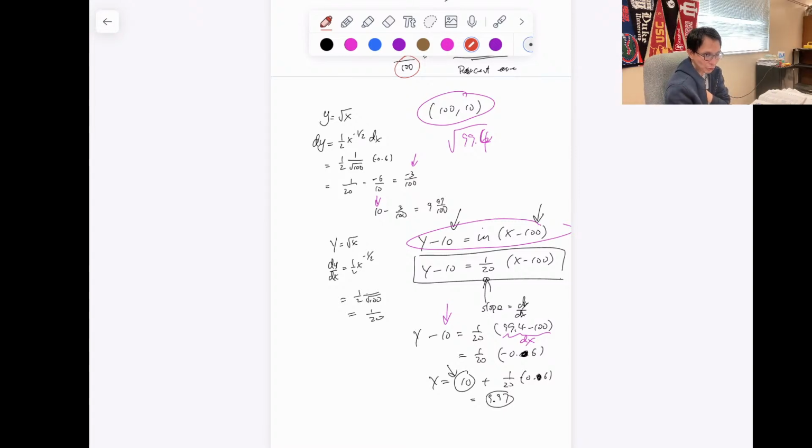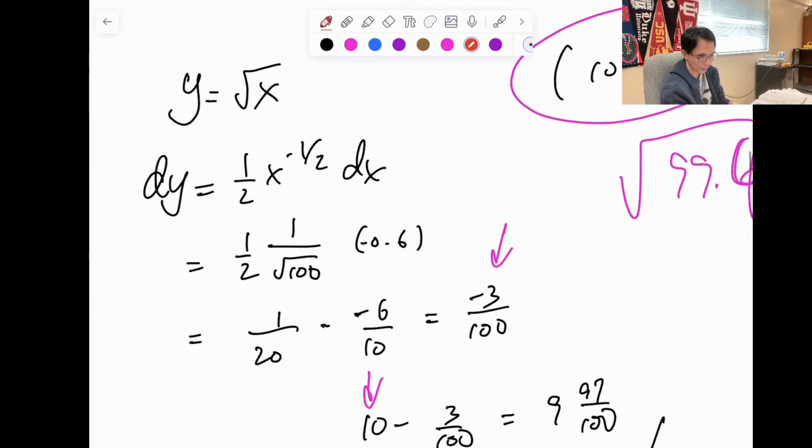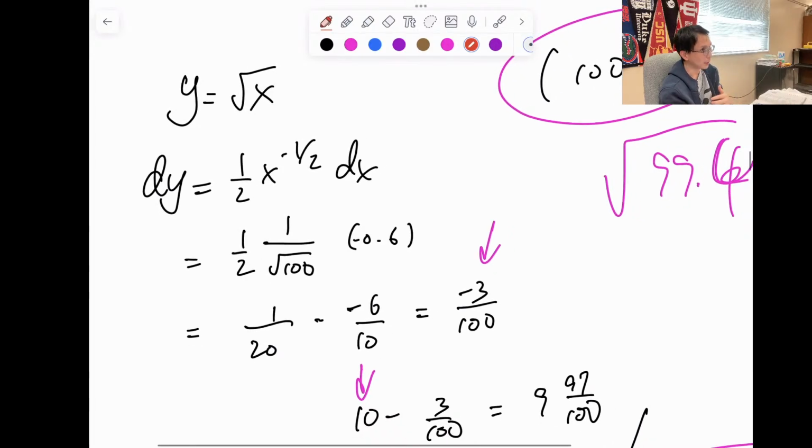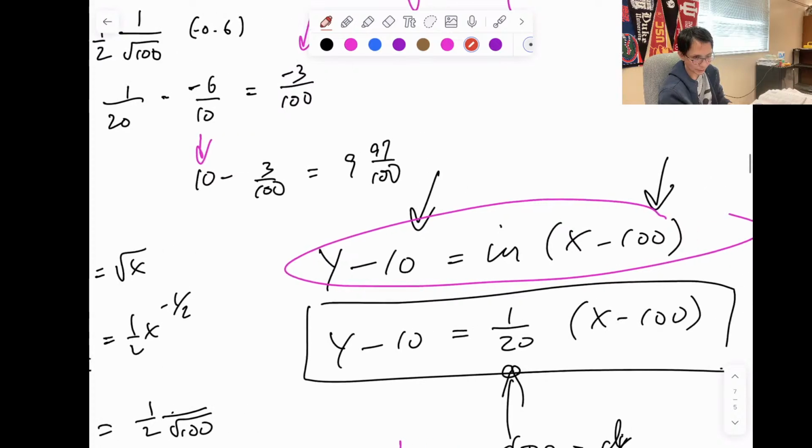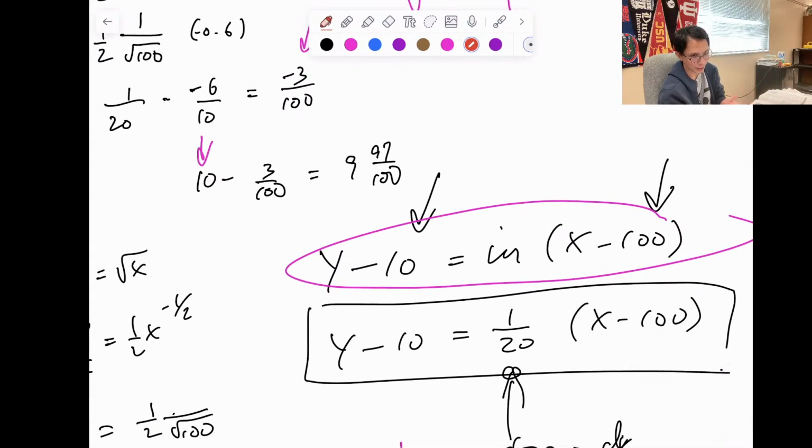Okay, so this one, how do I approximate 99.4? The way I taught you yesterday is this way, and honestly, this way kind of doesn't make sense for some of you guys. I understand. I probably do it this way though. The equation of the tangent line is y minus 10 equals m times x minus 100. Why? If x is 100, the y value is going to be 10.